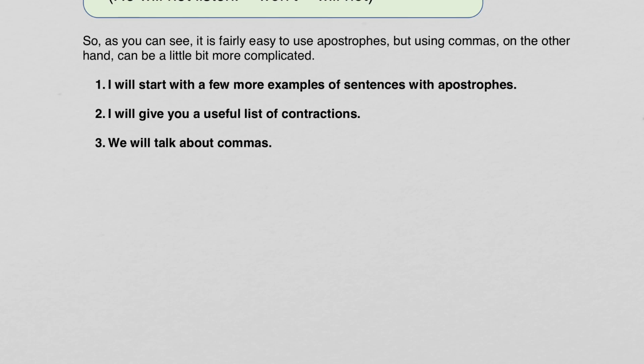So as you can see, it's fairly easy to use apostrophes, but using commas on the other hand can be a little bit more complicated. This is what this video will look like. Number 1, I will start with a few more examples of sentences with apostrophes. And second, I will give you a useful list of contractions. And third, we will talk about commas.